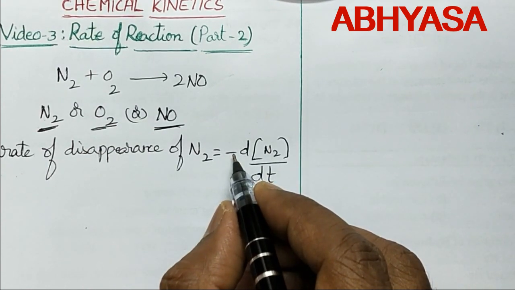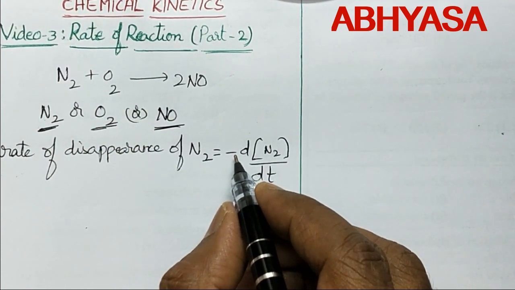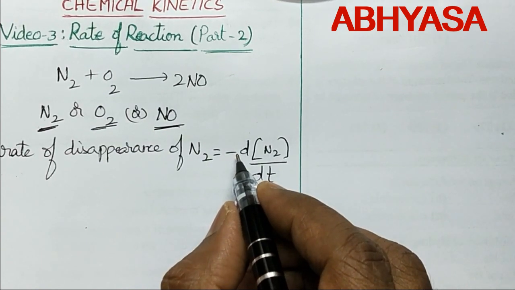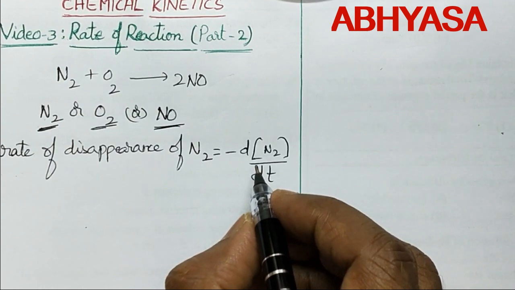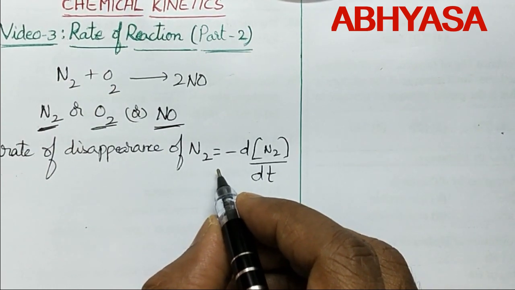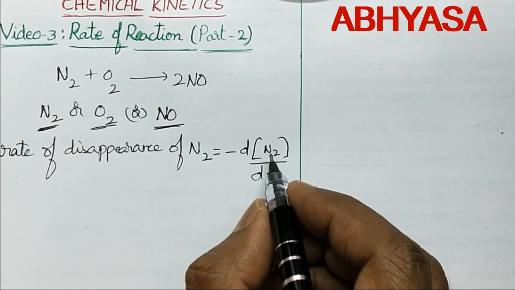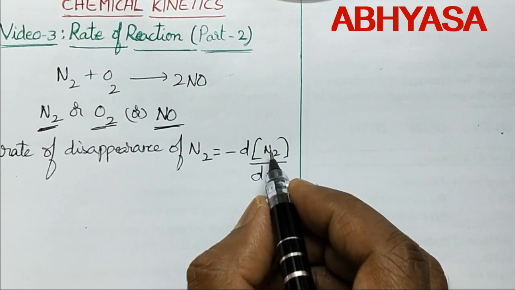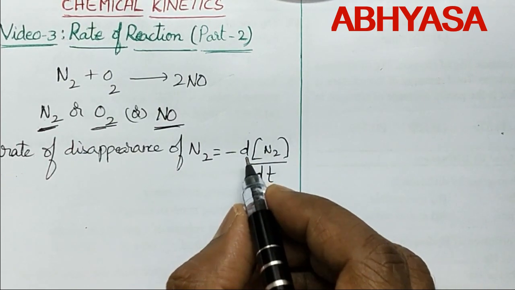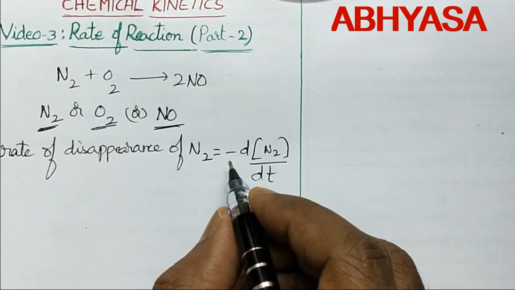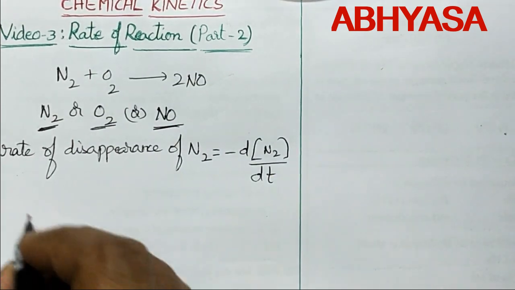And what is this negative sign? This negative sign indicates that the concentration of nitrogen decreases with time. So while writing the rate expression, in front of any concentration term, if it is a reactant, we need to write a negative sign, and if it is a product, we need to write a positive sign.